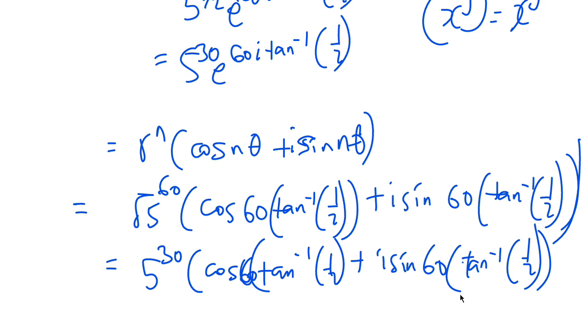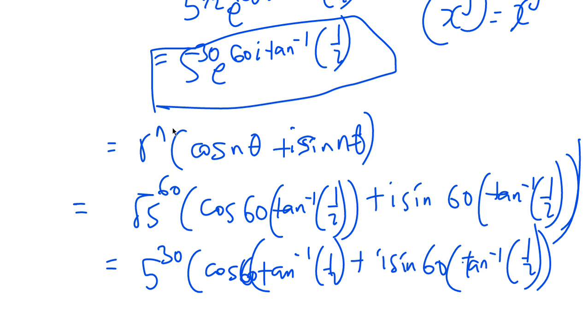So that is it. If it's in polar form, you will write it in this. This will be your answer. But this is another way of representing it. You get it? Now let's take the last question.